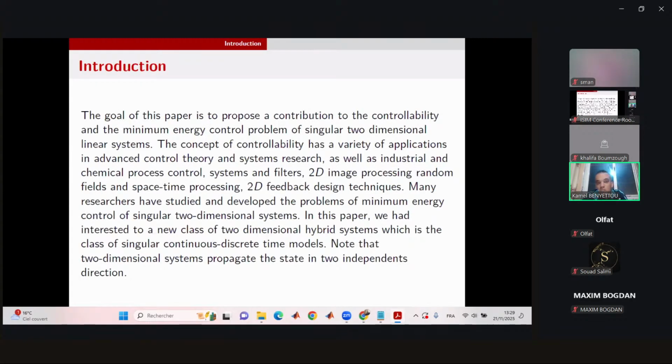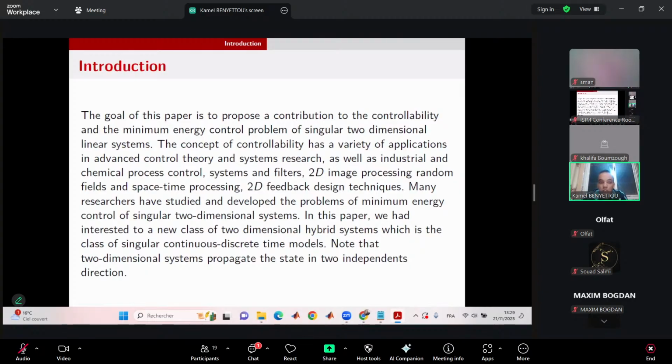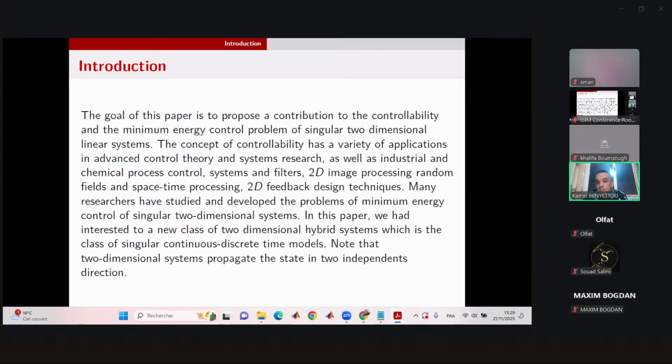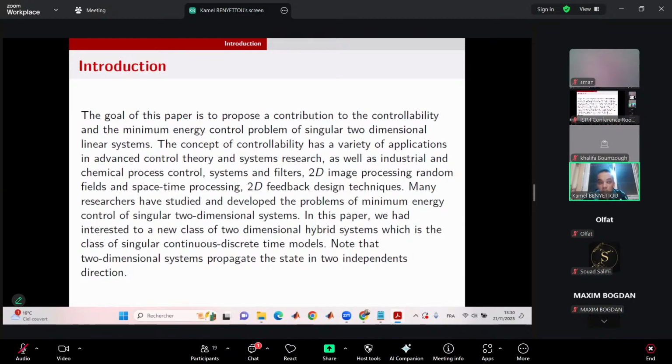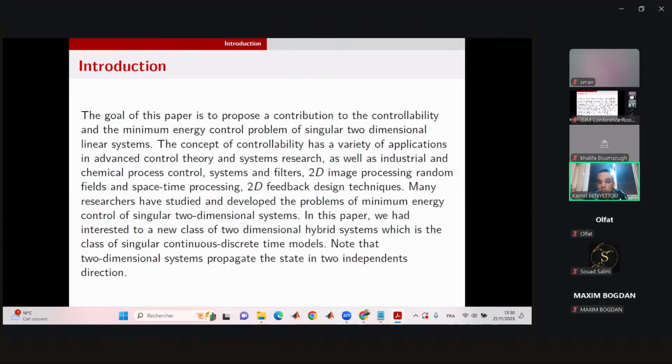The goal of this paper is to propose a new contribution to the controllability and the minimum energy control problem for a difficult or hard class of dynamical systems, which is the singular two-dimensional linear system. The concept of controllability has a variety of applications in advanced control theory and systems research, as well as industrial and chemical reaction processes, systems and filters, 2D image processing and feedback, and 2D design techniques.